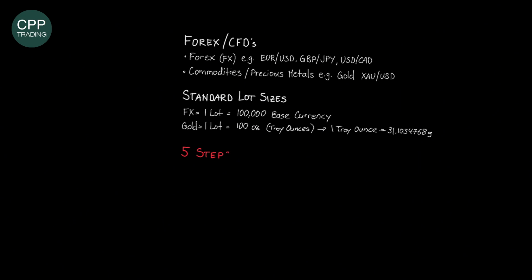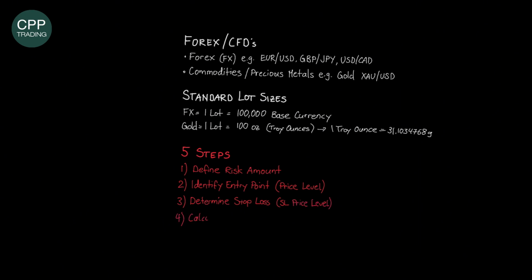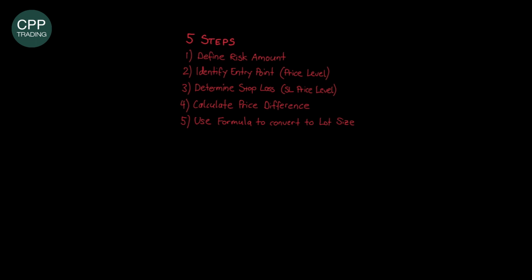The 5 steps for calculating your lot size. First, we need to define your risk amount, like how much are you going to risk on that trade. Then we need to identify your entry point. That's based on a price level. Number 3 is we need to determine your stop loss. Again, what price level are you going to set your stop loss? After that, we have to calculate the price difference between your entry point and your stop loss. And lastly, we're going to use the formula to convert that into the lot size so you can open your trade.